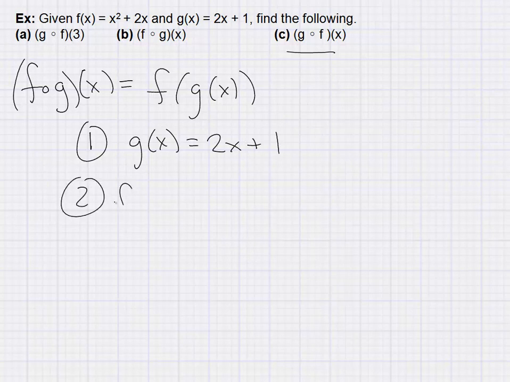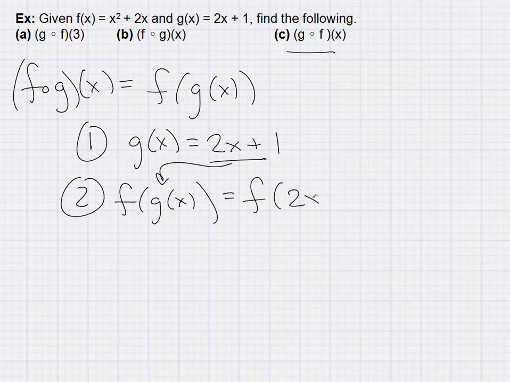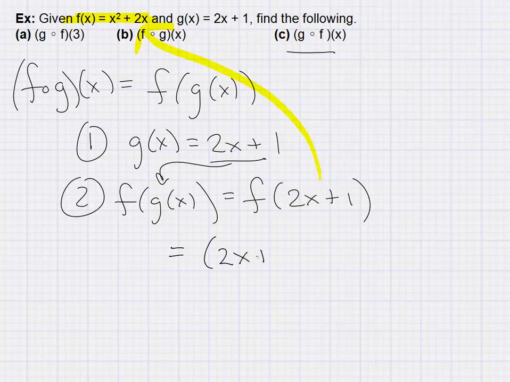So the second thing is to find f of g of x. Well, g of x is 2x plus 1. So what I have to do is find f of 2x plus 1. Well, I got to plug 2x plus 1 into my original function. Here's my original function. So I got to take this whole thing here and plug it in to this function for x. So I'm going to have 2x plus 1 squared plus 2 times 2x plus 1.